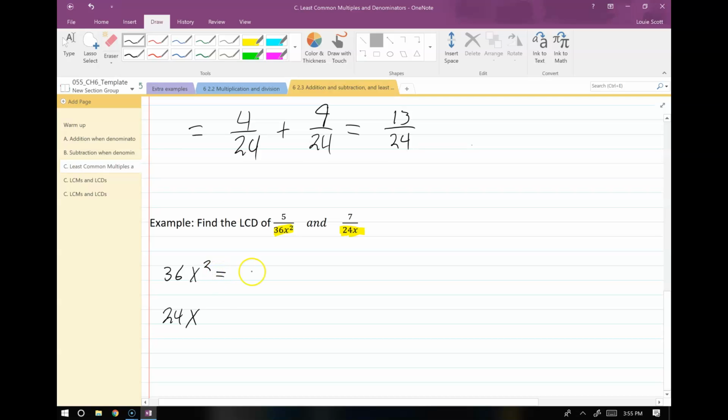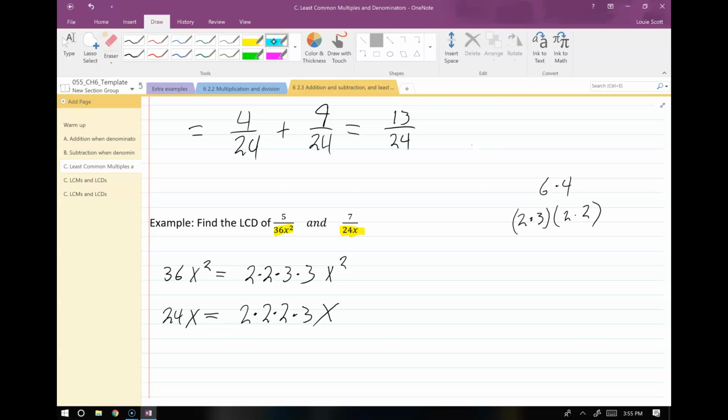Write out prime factorizations. We did the prime factorization for 36 earlier. It was 2 times 2 times 3 times 3, then I have an x squared. 24 breaks down into 6 times 4, and so that's equal to 2 times 3 times 2 times 2. So that gives me 2 times 2 times 2 times 3 times x. Okay, so there are my prime factorizations.